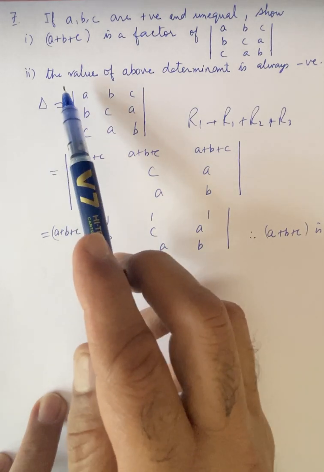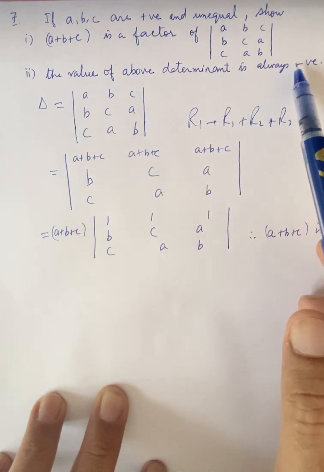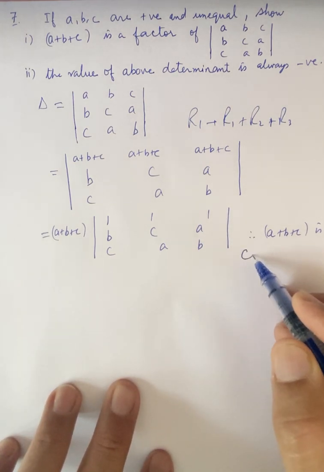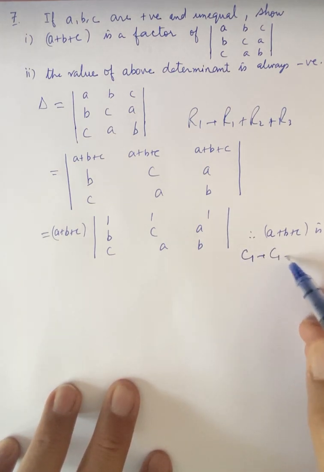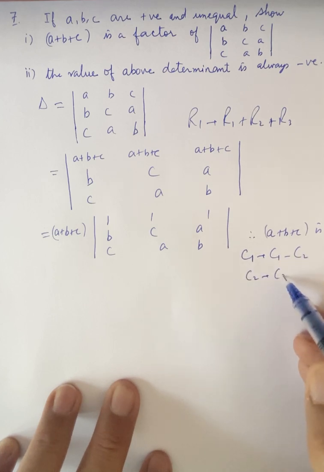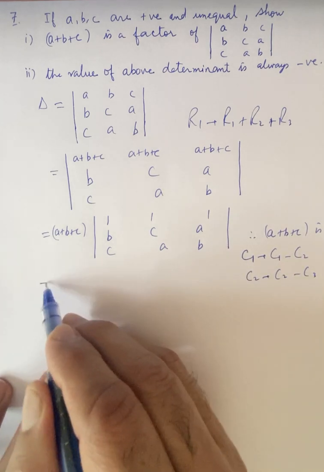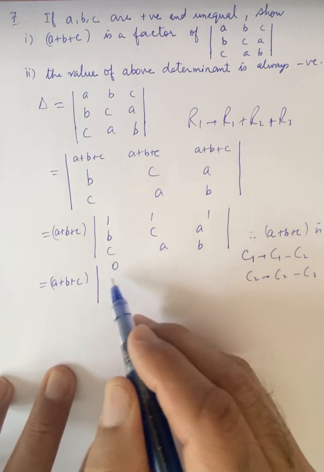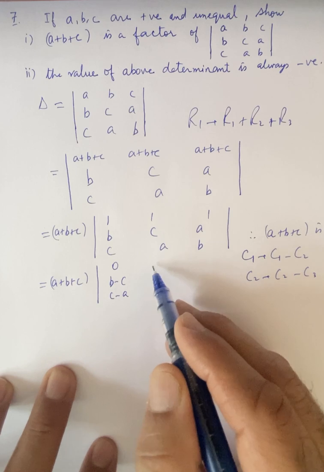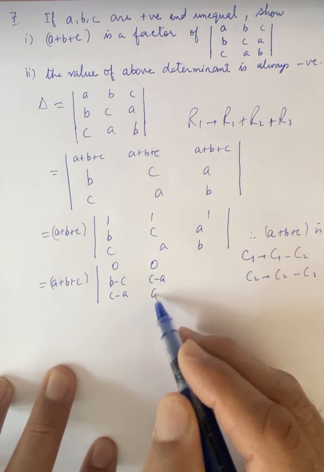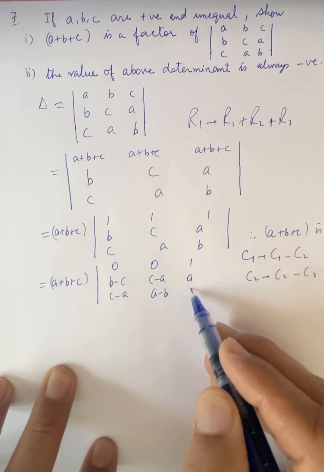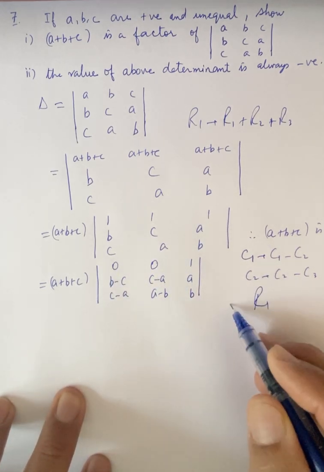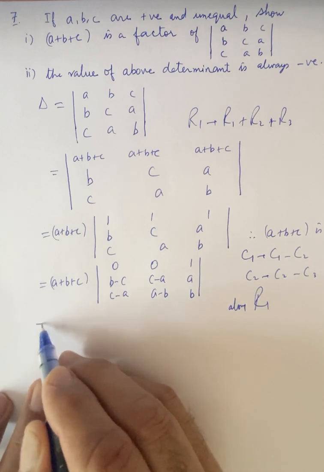Now to prove the second part, we need to show the value of the determinant is always negative. Let's see how to do it. We change C1 to C1 minus C2 and C2 to C2 minus C3. C1 minus C2, 1 minus 1 is 0, c minus a, minus b. Two zeros, we expand along the first row.